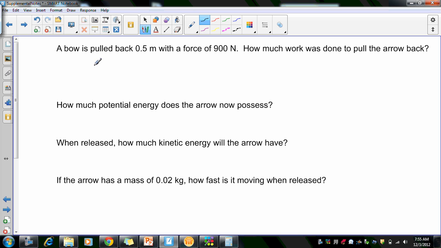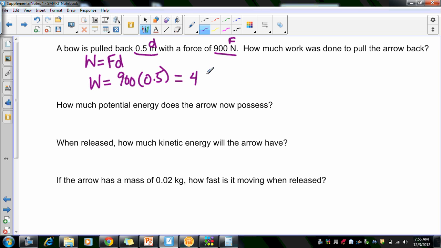Well, back in the work video, we said that work is equal to force times distance. So work will be the force, which is measured in newtons, so 900, times the distance, which is measured in meters. And so we get a work of 450 joules.